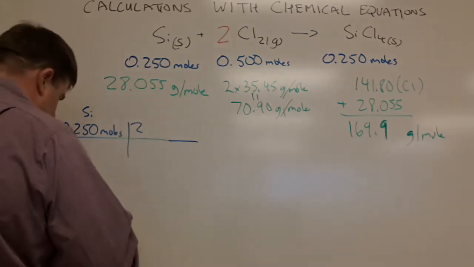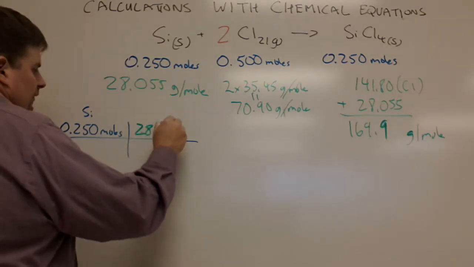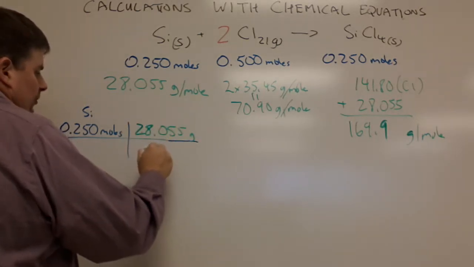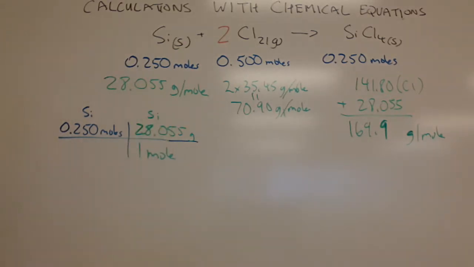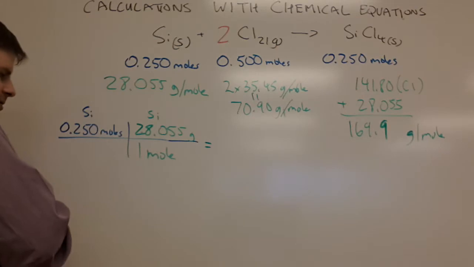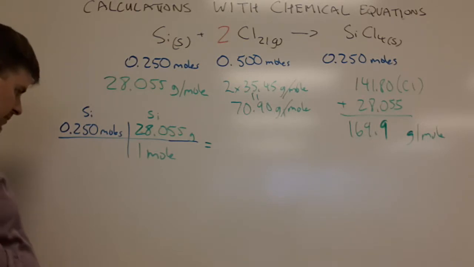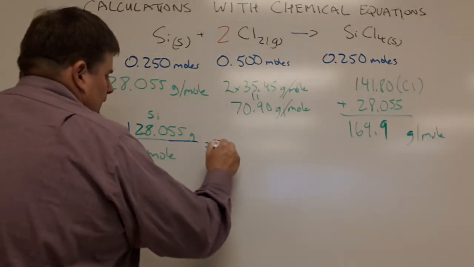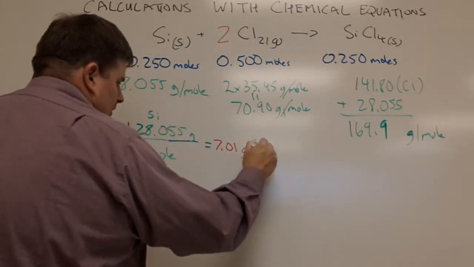Now I've got 28.055 grams for every mole of silicon. So what is going to be my mass of silicon in this case? I just multiply those two things together. I take a quarter of 28.055, and what I end up with is 7.01 grams. I know it's not grams per mole, just grams of silicon.